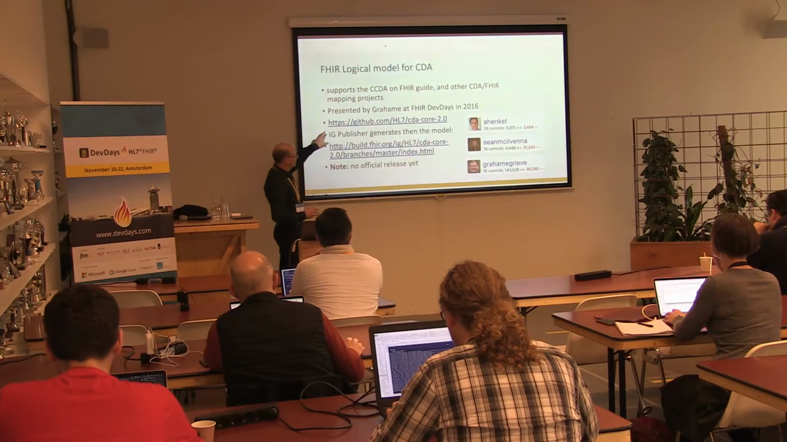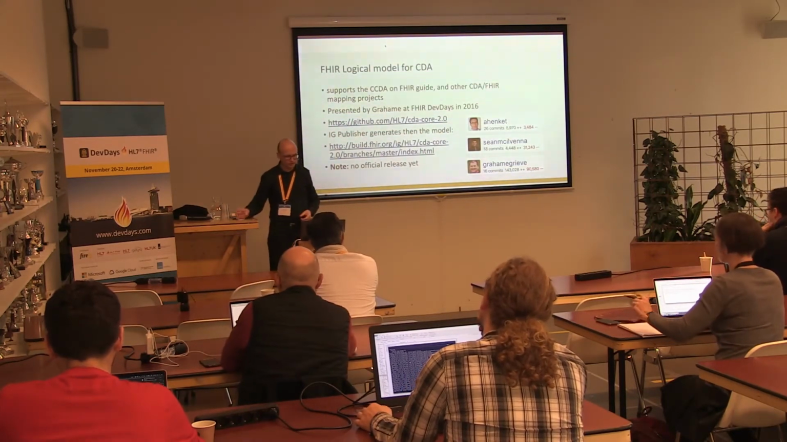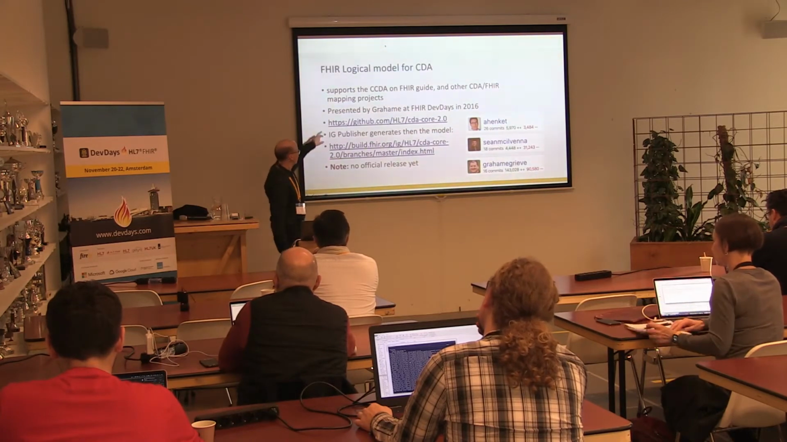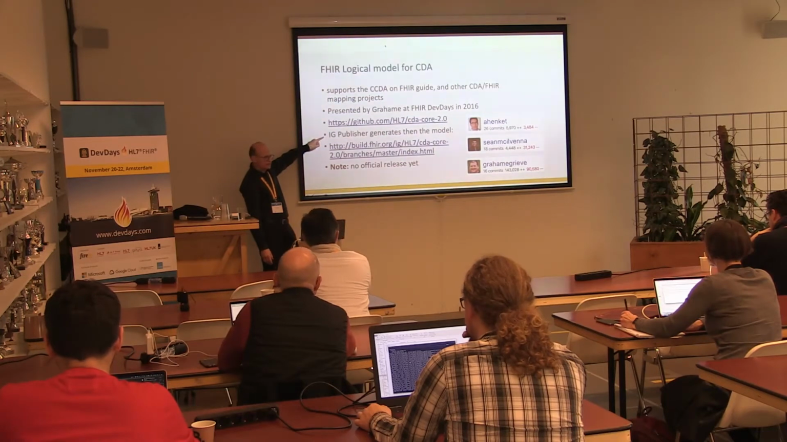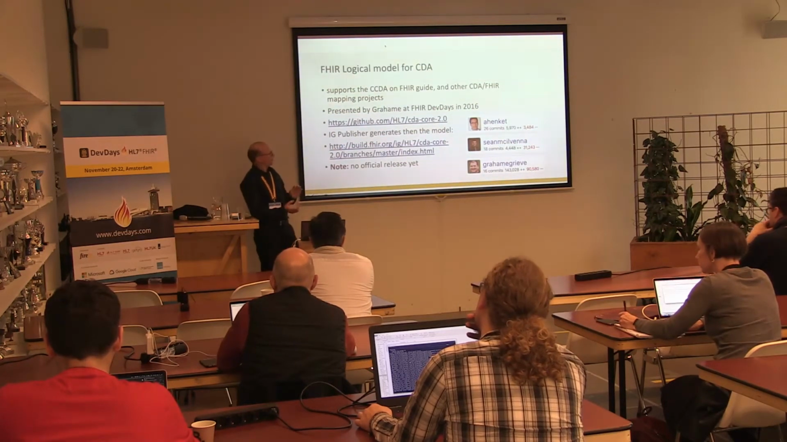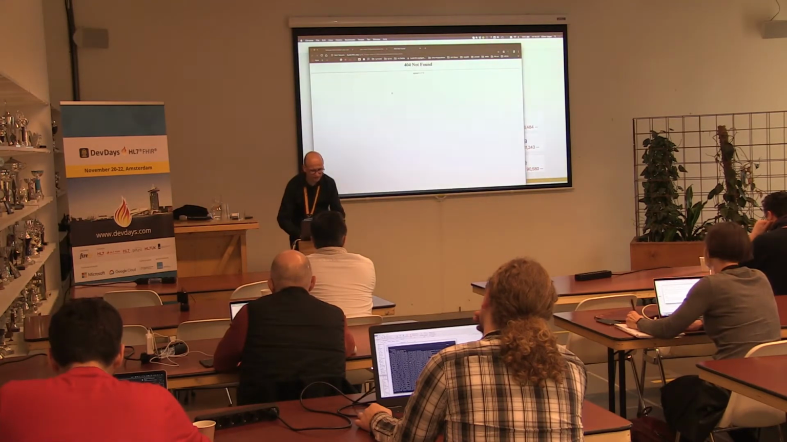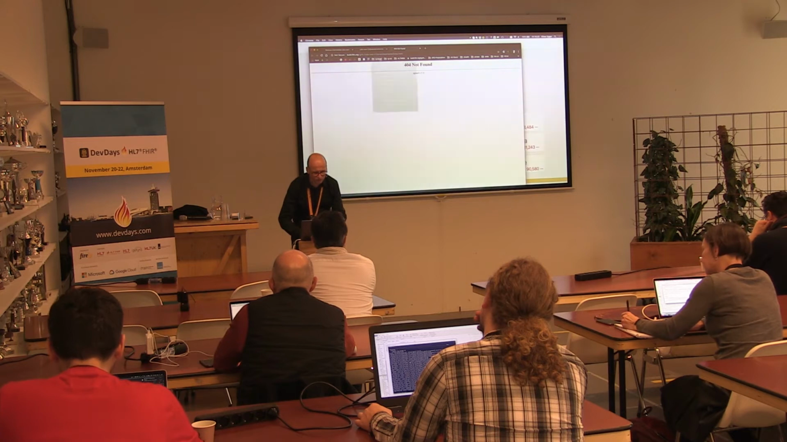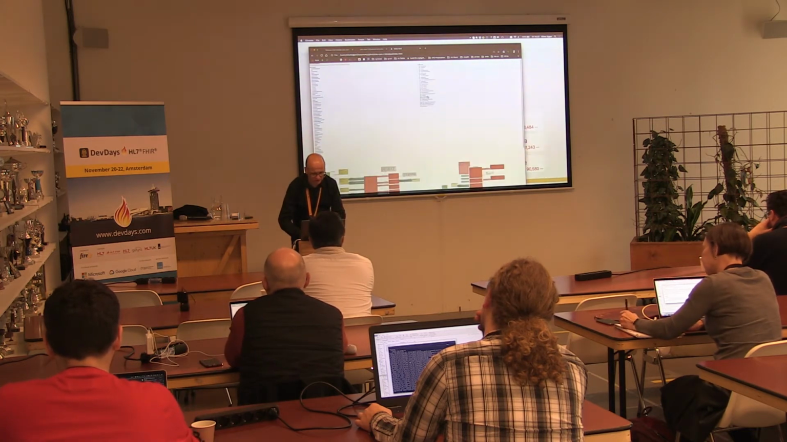And this is the link to this model, where the source is, where all these definitions are. Then afterwards it goes through the HL7 tooling stack, a program called IG Publisher. This is also a Java application, and it generates this logical model. And you can browse it in the end when you generate it yourself.